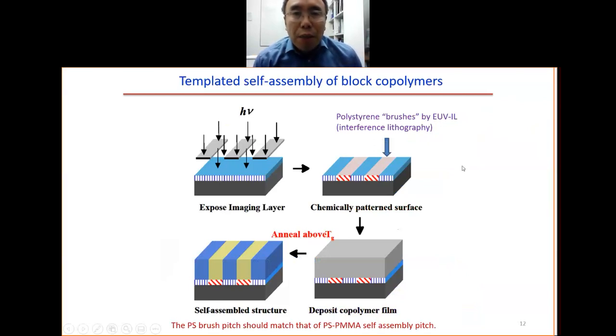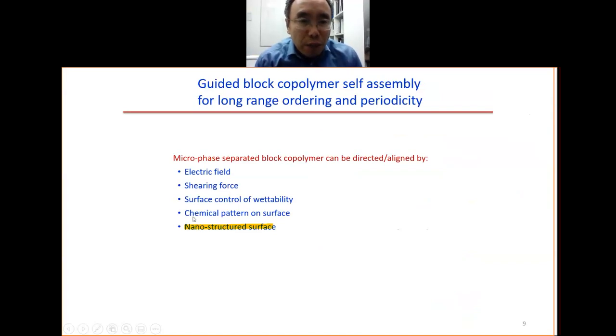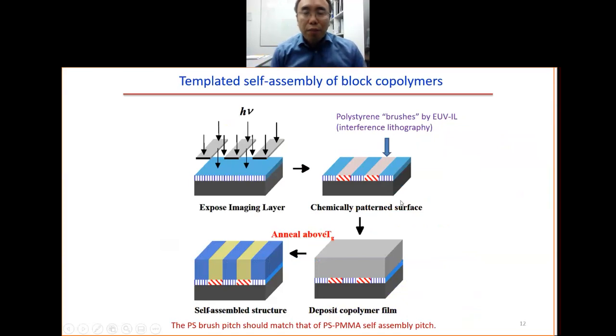The third example is the chemical pattern. So here you can see we have this chemical pattern on the surface. So how to pattern the surface with different energy? In this case, we use the EUV-IL. This is the extreme UV interference lithography. So first we have this brush. This is the polystyrene brush.